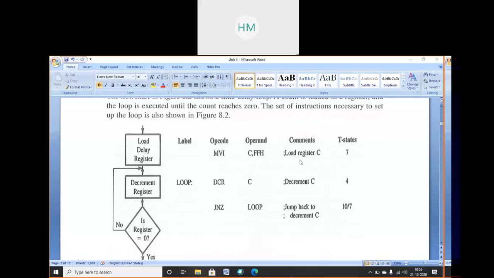How many T states does the MVI instruction require to execute? It needs 4 T states, and to execute this C, FFH, it requires 3 T states. So total 7 T states are required to execute MVI instruction. And here T states are very important whenever you are writing a counter program or a time delay program. It's a separate unit of your course. That means one question will be asked from this topic. So you should know basic T states requirement.